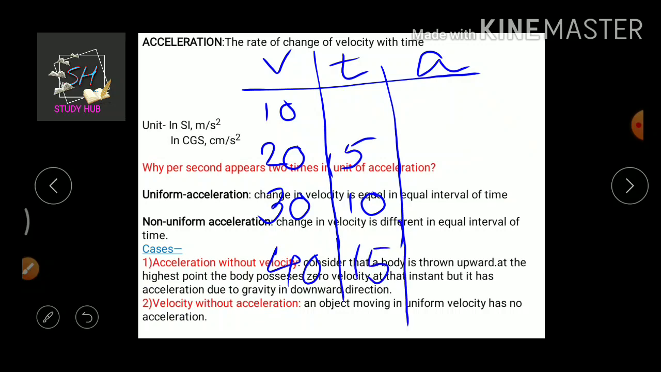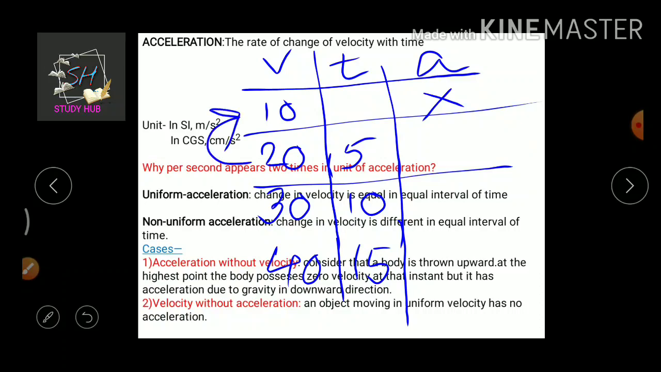Now if we calculate the acceleration, here we cannot have any acceleration because it is only the initial velocity. To find acceleration we need to know the final velocity also. So in that case we can find acceleration. How to find it? At first we need to find the difference between these two speeds, because this is initial and this is final. So the difference is 20 minus 10, that means 10, and 10 divided by time, that means 5, we get 2.